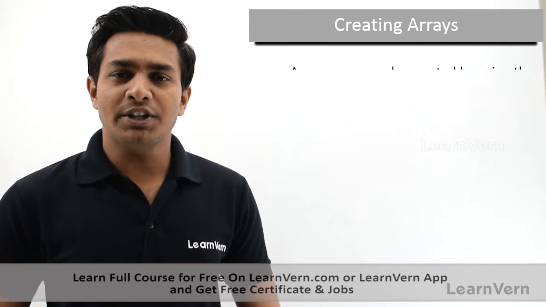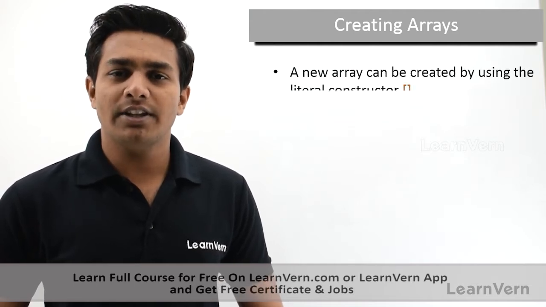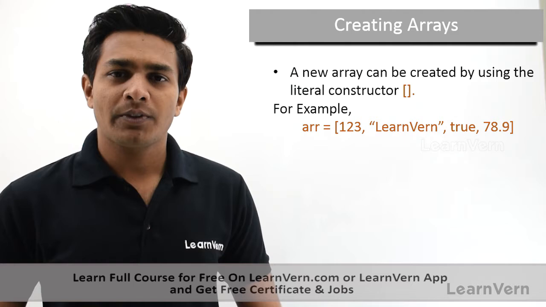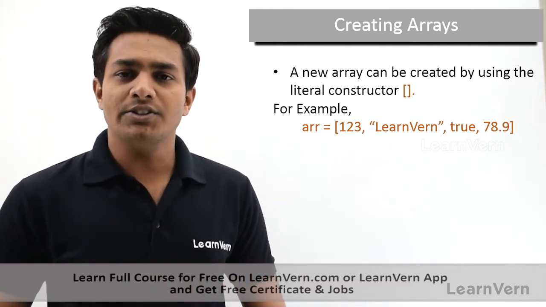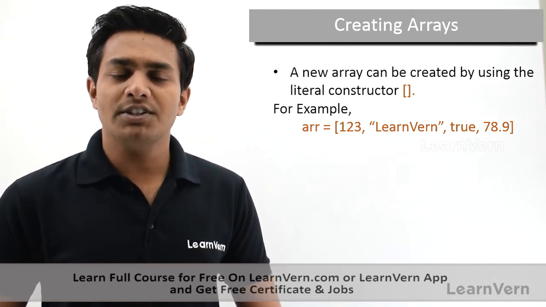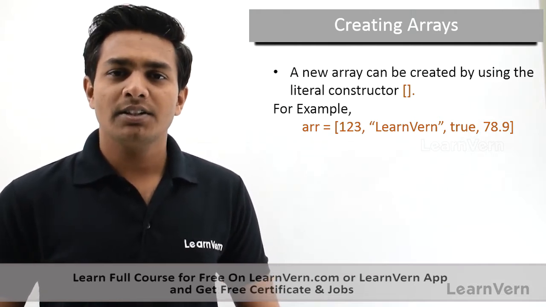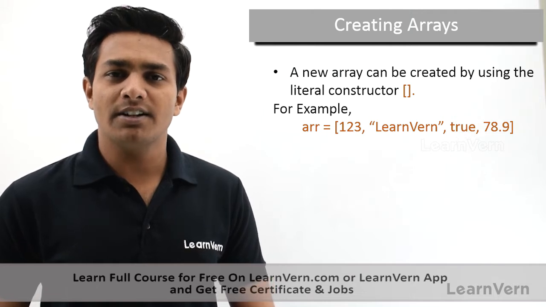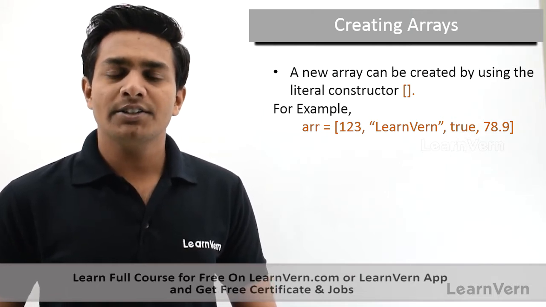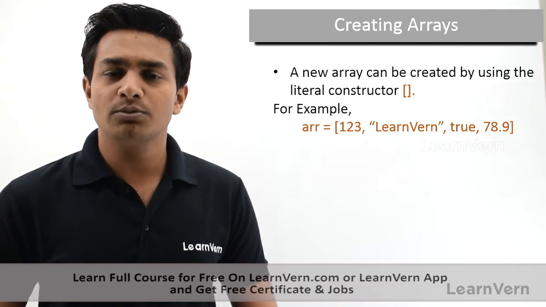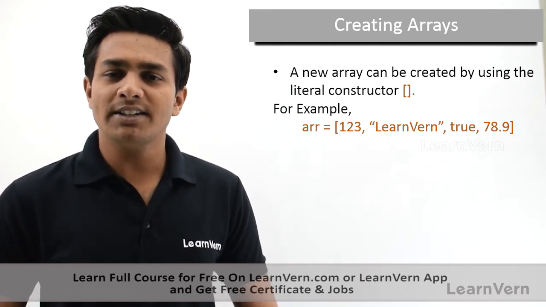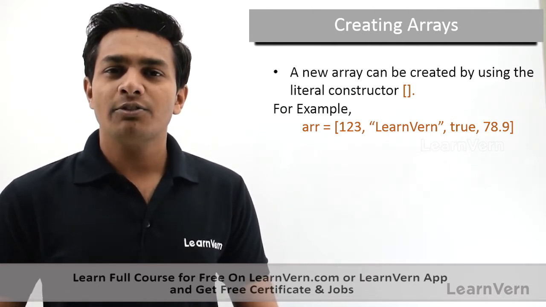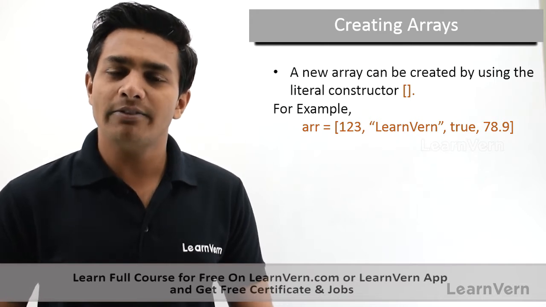An array can be created by using a literal constructor, that is square brackets. Here on the screen you will see I have created one array. That array contains 4 values. First is an integer value, that is 1, 2, 3. The second is a string value, that is "learn one". The third is a boolean value, and I have assigned true. And the fourth and the last one is a decimal value, or we can say float value. So this is an example of how we can create an array using different objects as values.